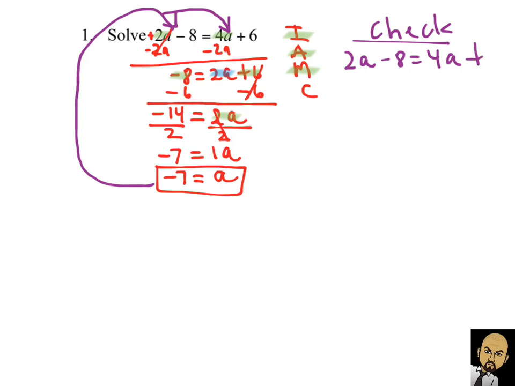We write down the original equation, and then we're going to substitute. Instead of 2 times a, it's going to be 2 times negative 7 minus 8, and it's going to equal 4. Instead of 4 times a, it's going to be 4 times negative 7 plus 6.